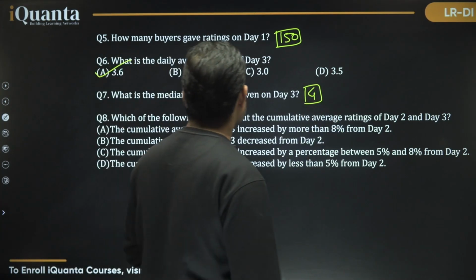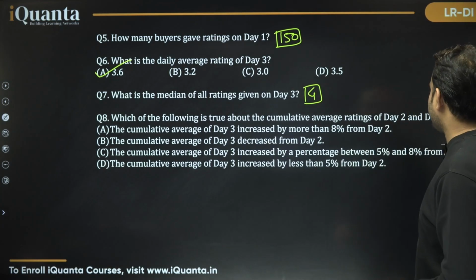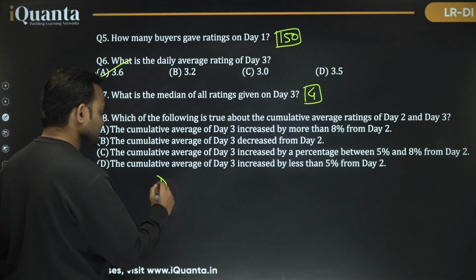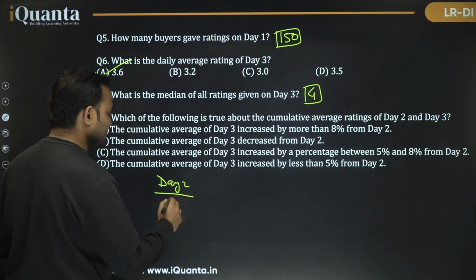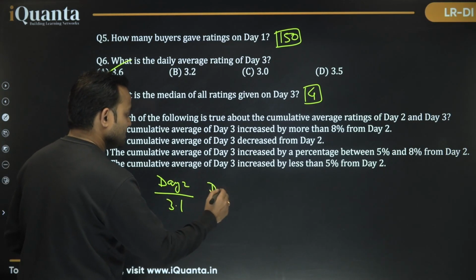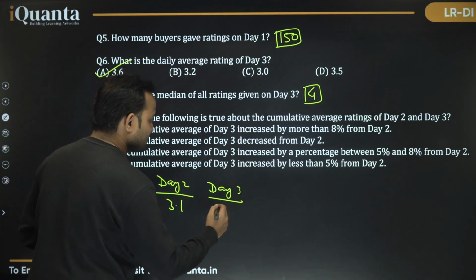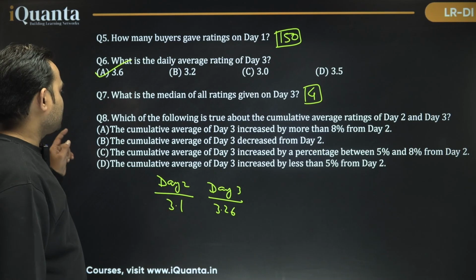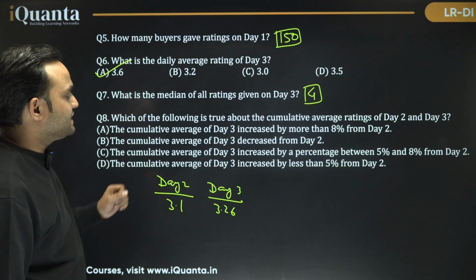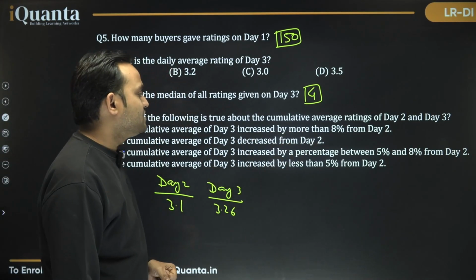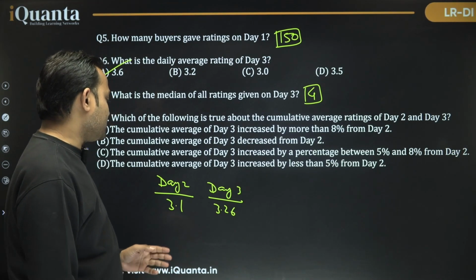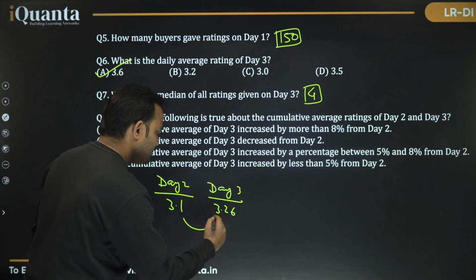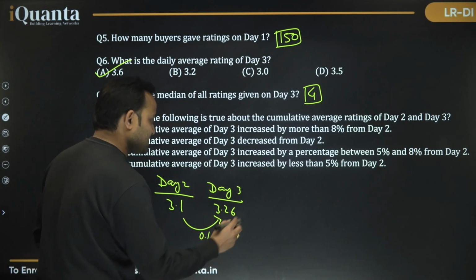Which of the following is true about the cumulative average rating of day 2 and day 3? The cumulative average, so let's write it down. Day 2, the cumulative average is 3.1. Day 3, the cumulative average is 3.26. The cumulative average of day 3 increased by more than 8% from day 2. So basically we need to find the percentage increase. So what's the increase here? From here to here, it's 0.16.